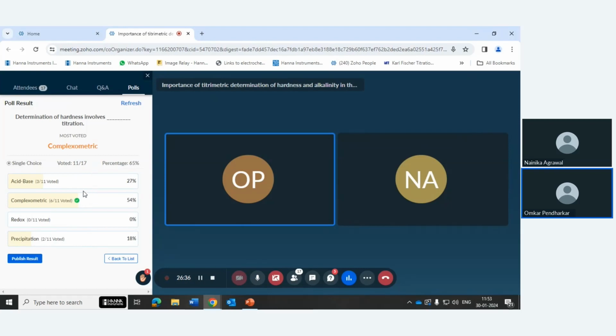Fine. So most of you have given the correct answer. That is the complexometric titration. So basically, the titration for the hardness of water with EDTA involves the complexometric titration. The calcium and magnesium form the complexes with the EDTA, where EDTA can be used as a complexing agent in this titration. So this is termed as the complexometric titration.